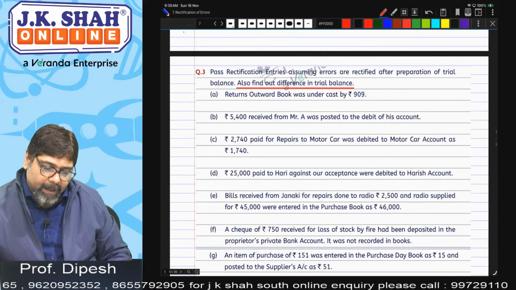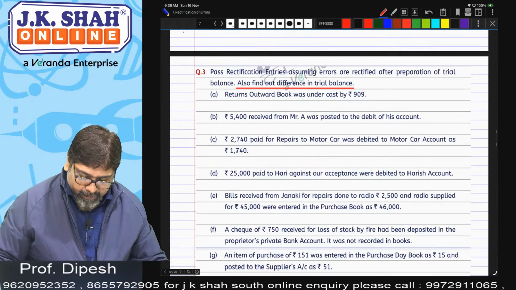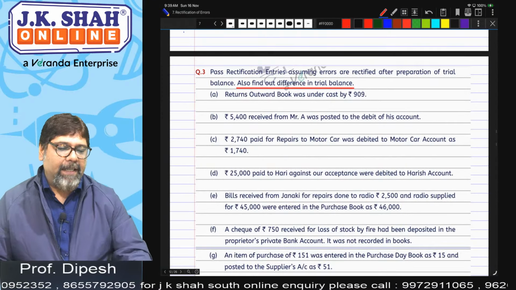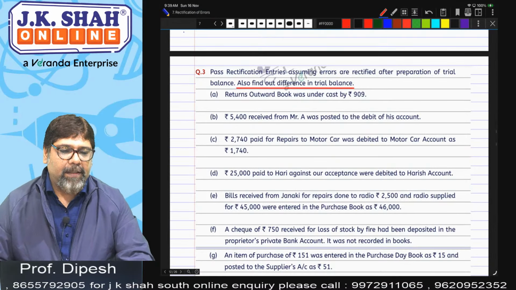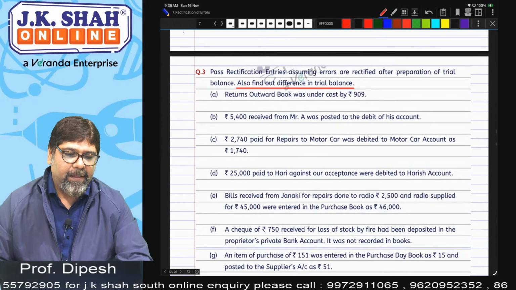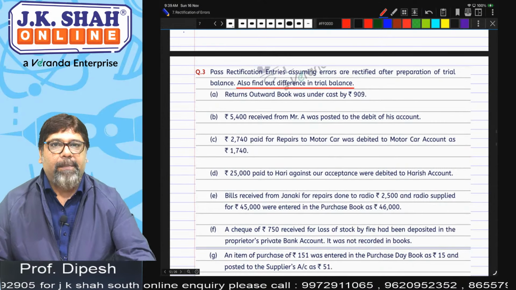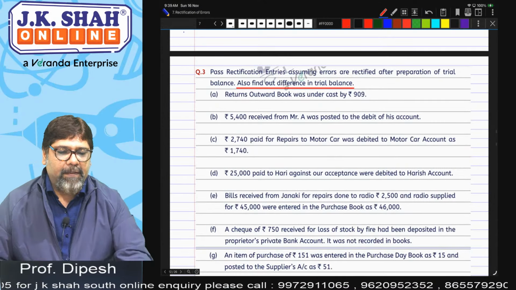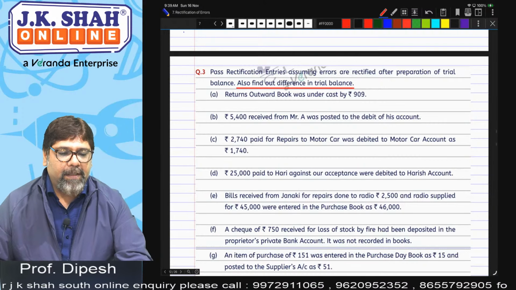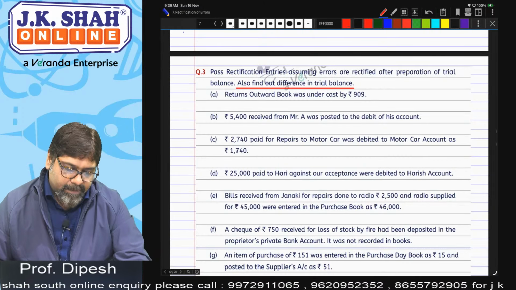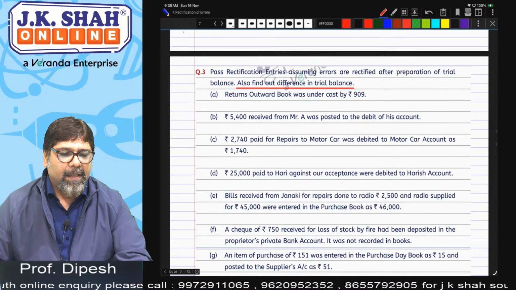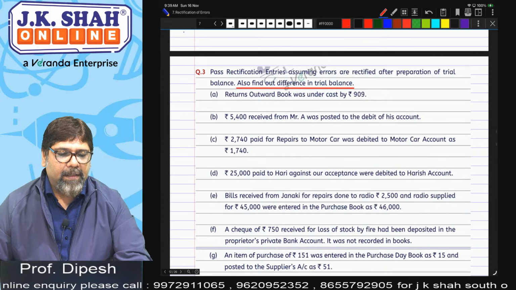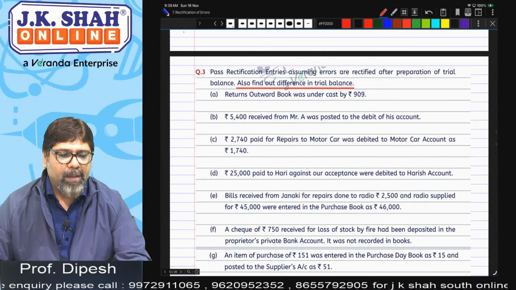Let's see. Return outward book was undercast by 909. Now chartered, what does return outward book mean? Fatafat. Return outward means purchase return. Yes or no? Purchase return is undercast by 909. Purchase return is income or expense? Bola bola.